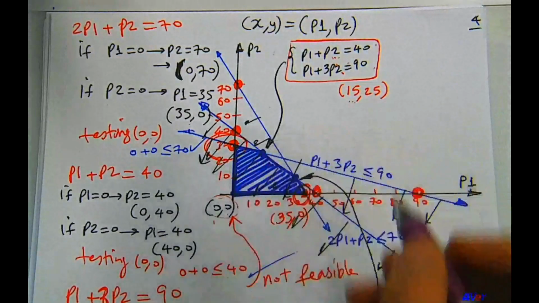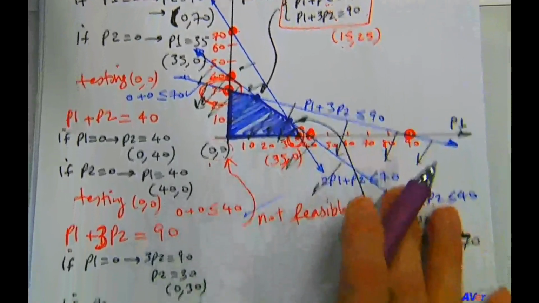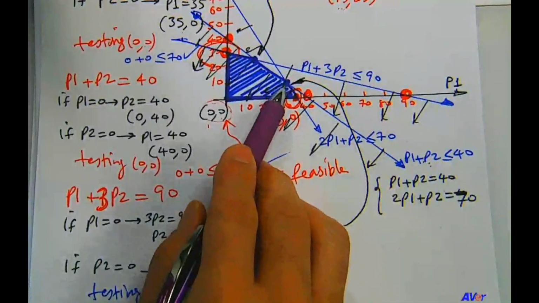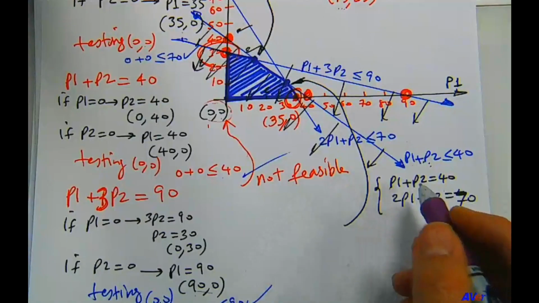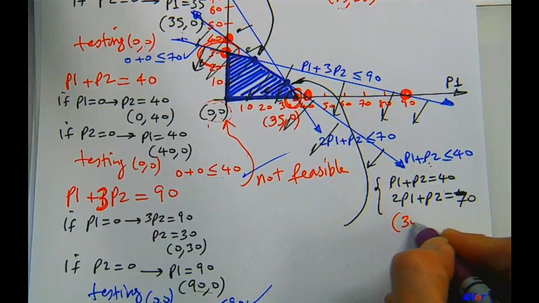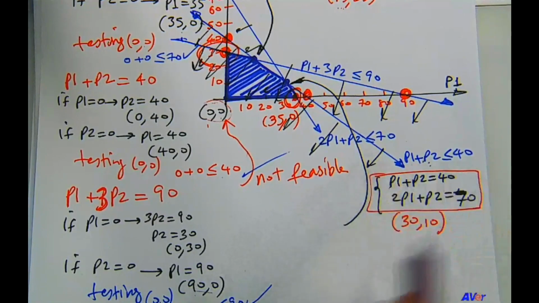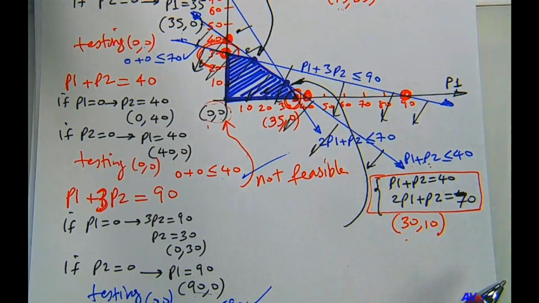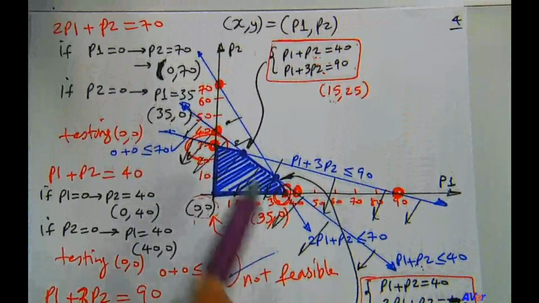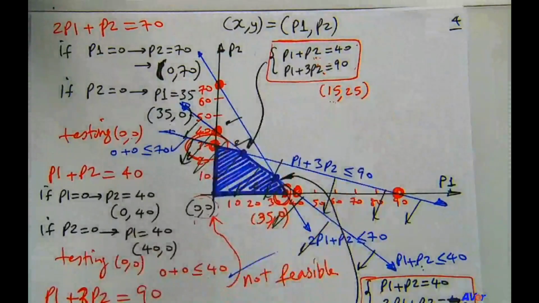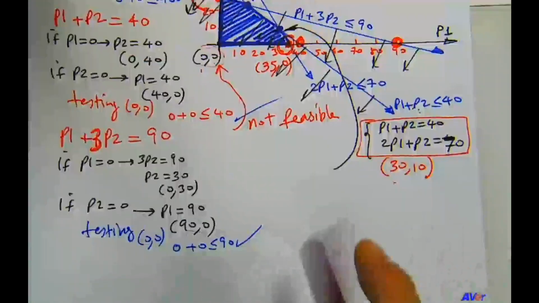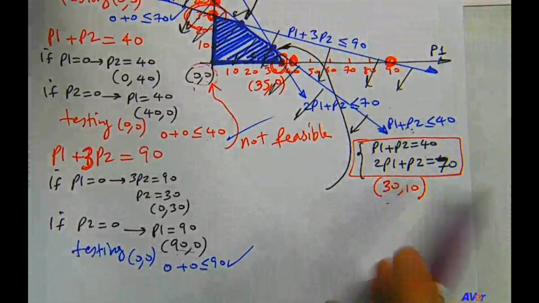And so this is that. And the other point, that one, when you solve this system for that, you would get 30, 10. Solve these systems, see if you get those values: 15, 25 up here, and then 30, 10 for this system.